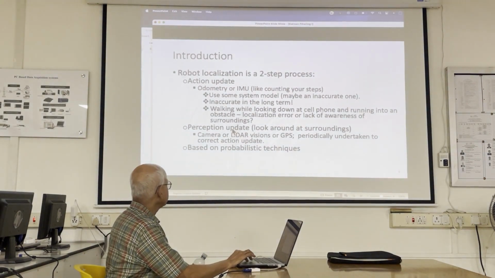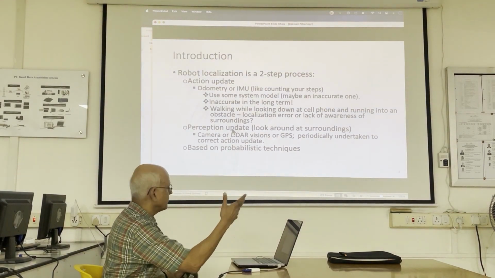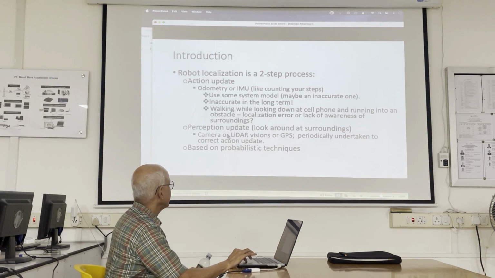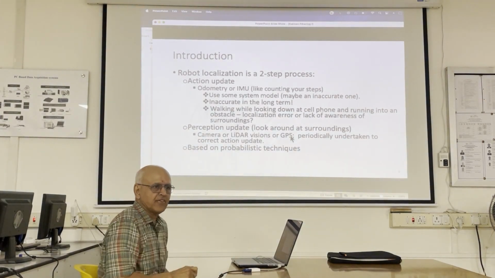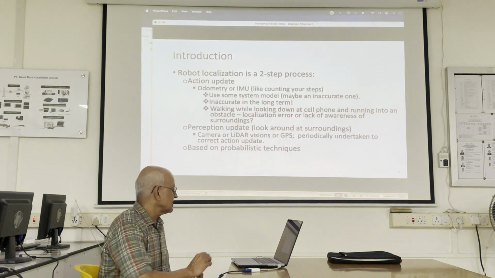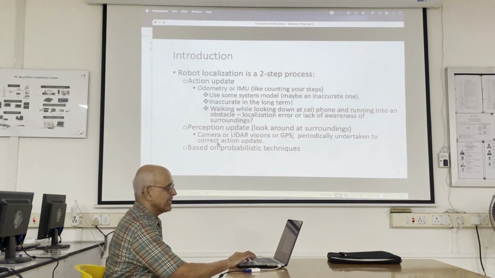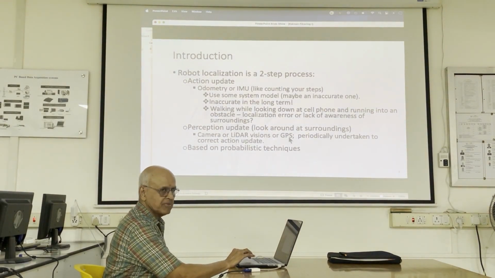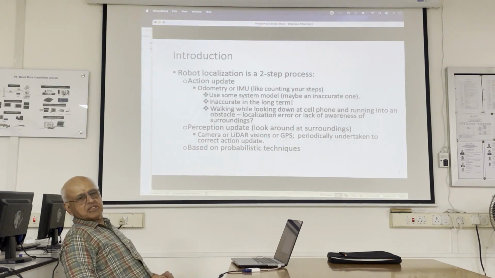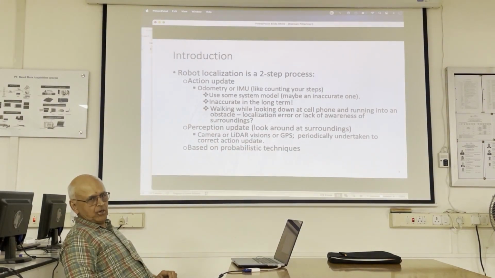Okay, now the perception update, that's the Bayes theorem. We're going to use Bayes theorem for that. It can come from a camera or LiDAR or GPS. There are many, that's why you have different versions of Kalman filtering as well as SLAM. Because the perception update can come from a camera, or it can come from a LiDAR, or it can come from GPS. So GPS is the most convenient, but the problem with GPS is that it's not available indoors.